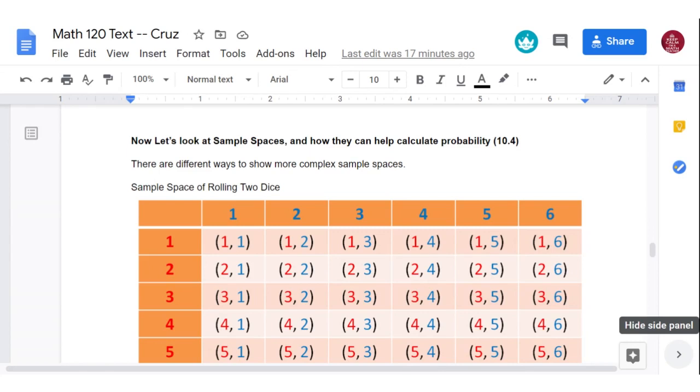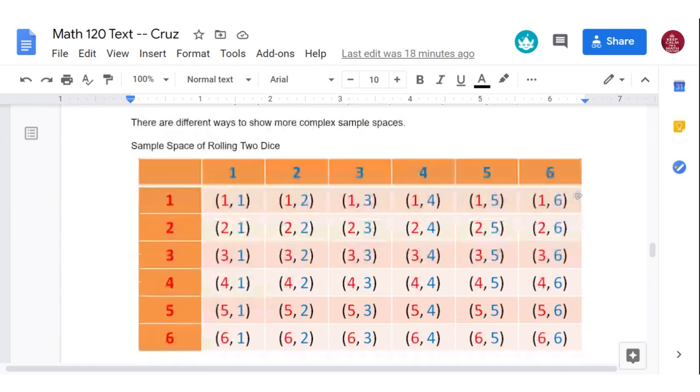So what I have here on the screen is just a visual diagram of all the possible outcomes that could happen when you are rolling two die, or two dice, actually. And this is laid out very simply.